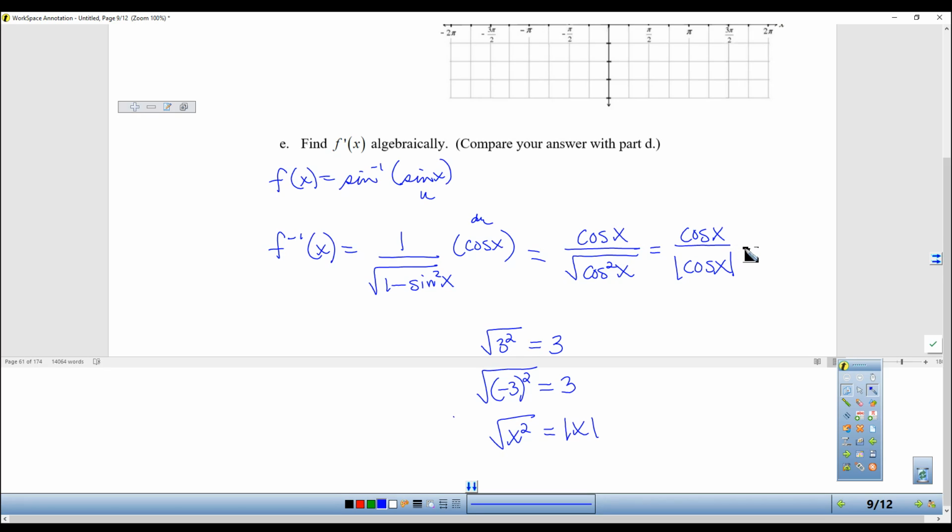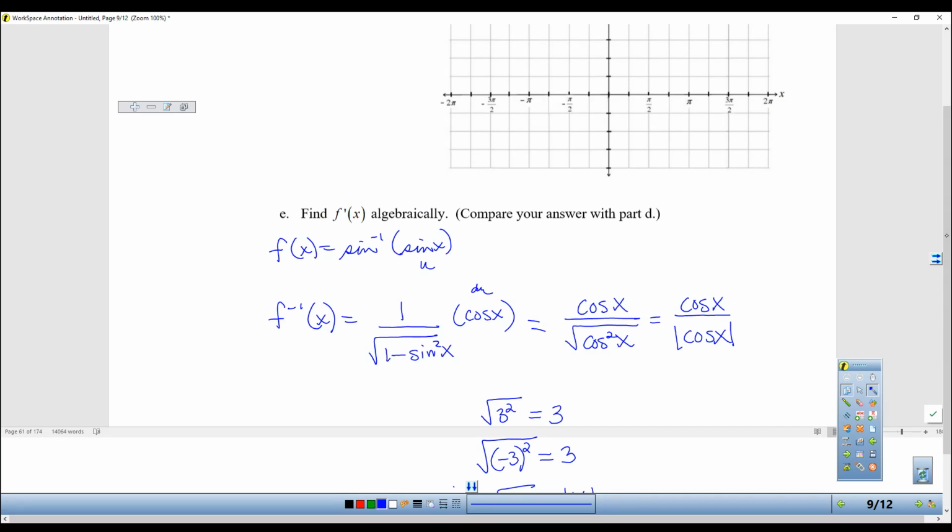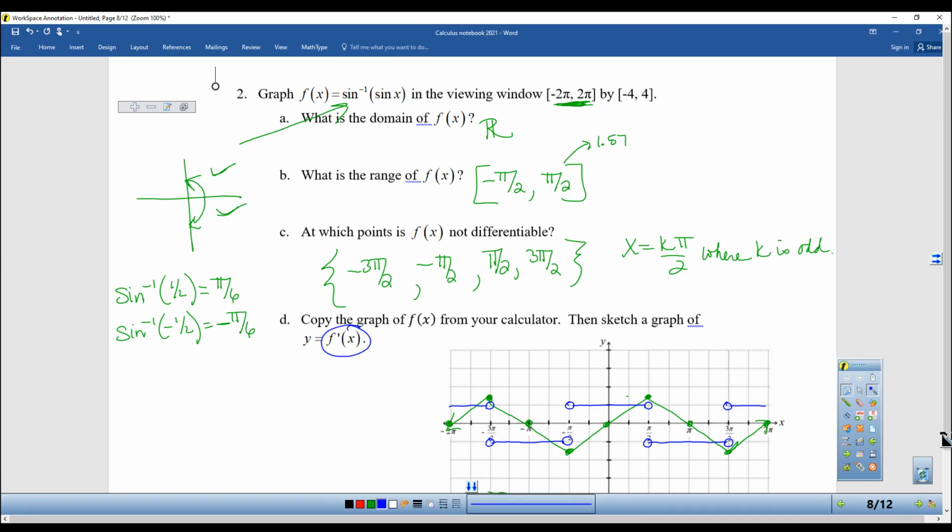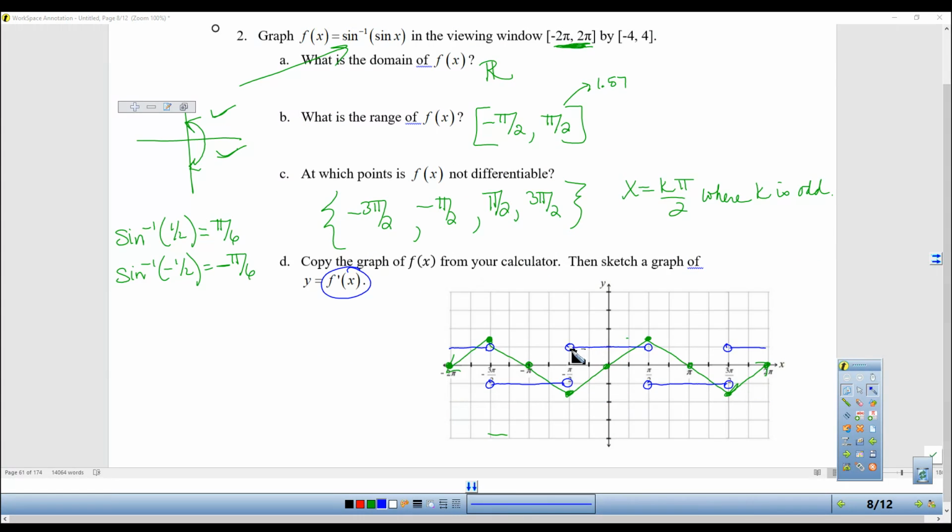So what does this give you? Graphically, that's why it gave us 1 and then negative 1. Because cosine divided by cosine, when cosine is positive, will be 1. And when cosine is negative, it'll be negative 1. And that's why the graph kept switching from 1 to negative 1, from 1 to negative 1. Kind of cool, right?